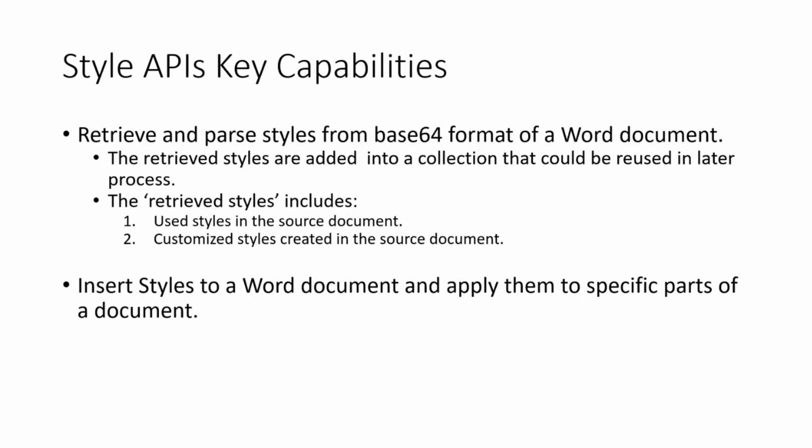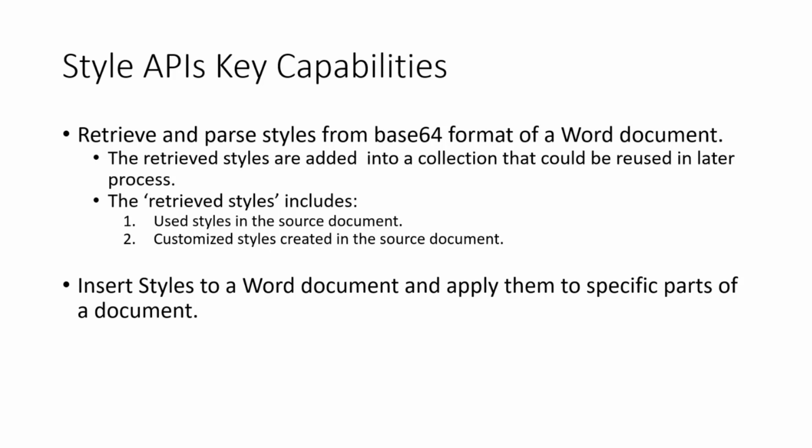So basically there are two major capabilities here. One is that we can retrieve and parse the styles from a base 64 format of a Word document. This Word document can be another document, or it can also be the current document that you are working on. Once the base 64 format is there, you can retrieve and parse different style settings and retrieve different types of styles, including the used styles in the source document or the customized styles created in the source document.